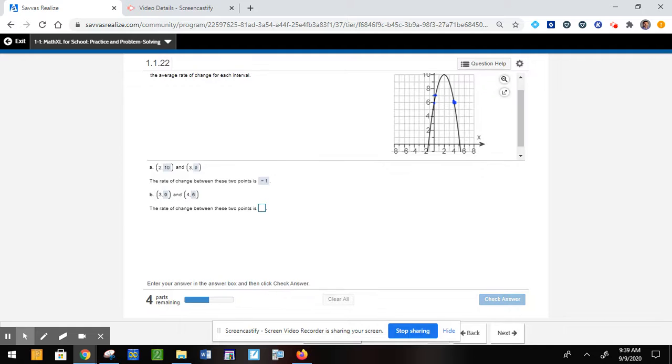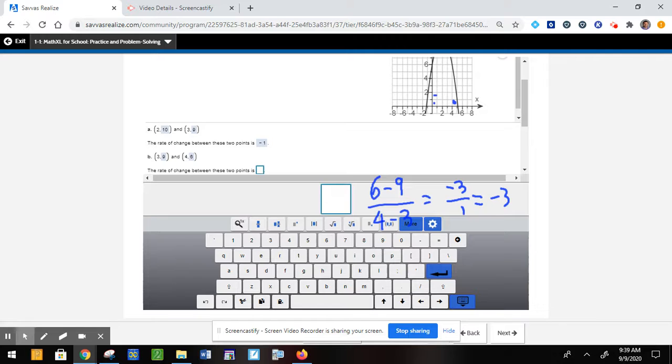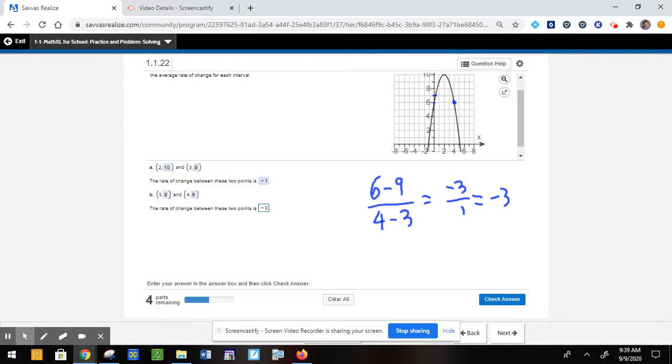I'm assuming it's going to now ask us for the rate of change between those. So again, just slope formula. So you got x1, 3, y1 is 9, x2 is 4, y2 is 6. So we're using that same slope formula. So 6 minus 9 over 4 minus 3. So you get negative 3 over 1, which is just negative 3. So let's type that in. All right, so that's good.